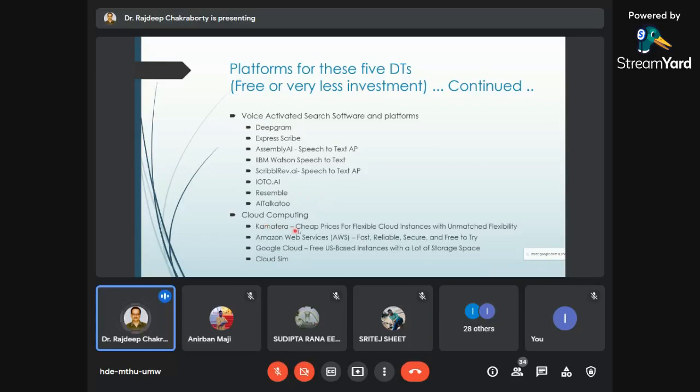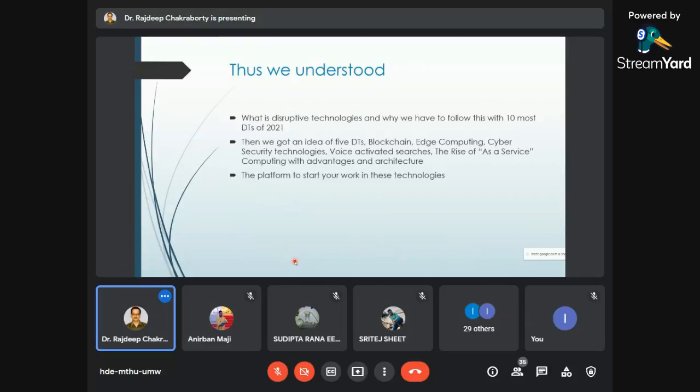In cloud computing, these are the cheapest price options for cloud infrastructure. Okay, AWS, you can connect many services to your laptop or mobile through AWS, or even if you want a design to connect to AWS or a hardware, you can connect to AWS. Google Cloud is there. And CloudSim is a simulator through which you can simulate the cloud environment in your laptop or in your institution also.